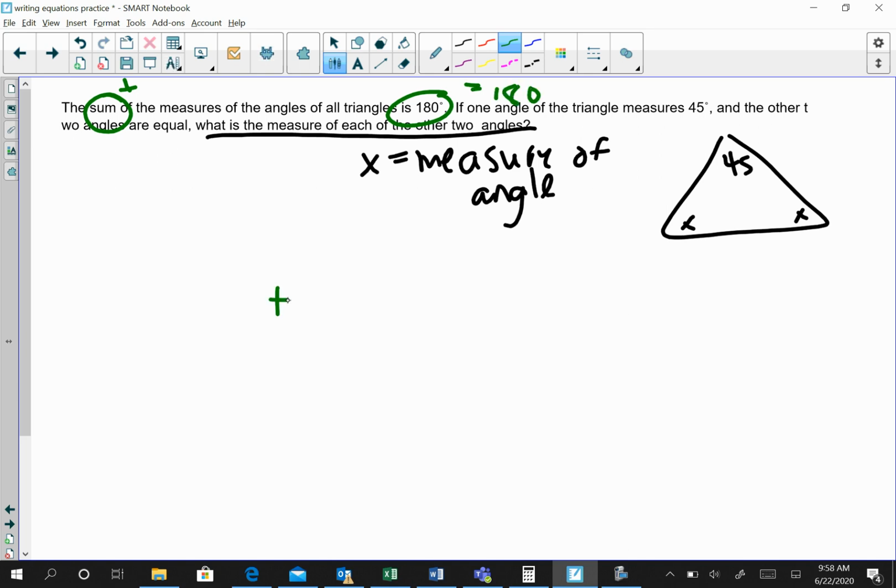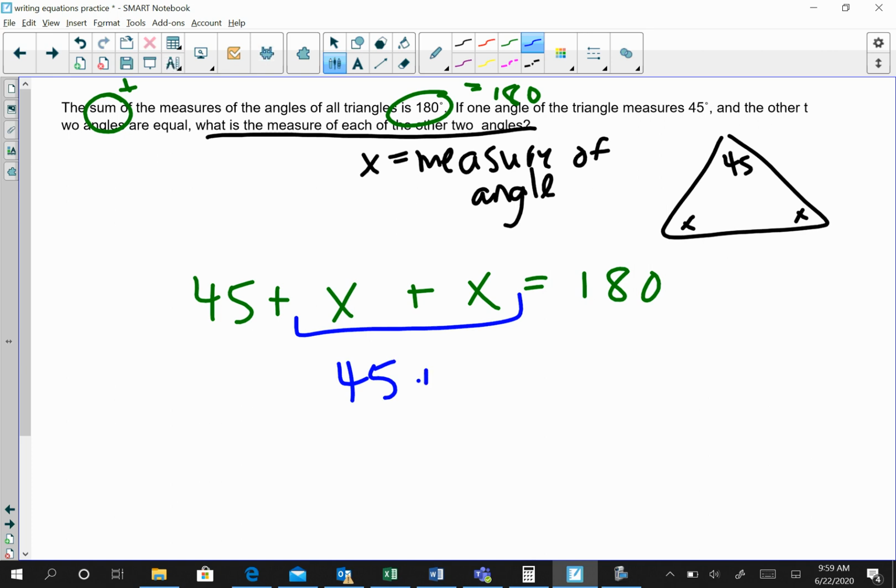So I have 3 things being added equal to 180. The first one of the triangle measures is 45. The other 2 are equal. I don't know what the other 2 are, but I know that they're the same, so I'm going to add x and x. Now this is a linear equation. I can combine like terms and start to solve. X plus x, 45 plus 2x, equals 180. Now I'm trying to get this x term by itself, so I got to get rid of this 45. I'm going to do that by subtracting.